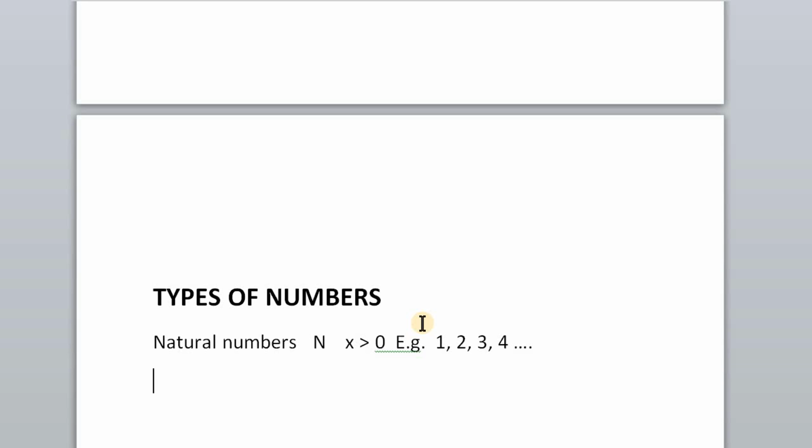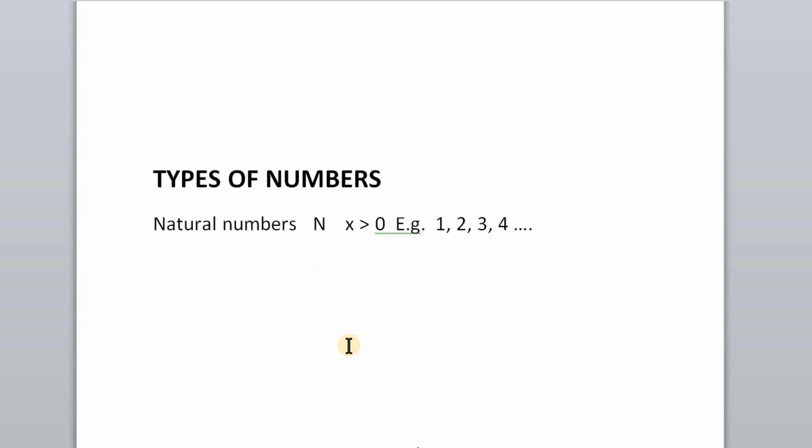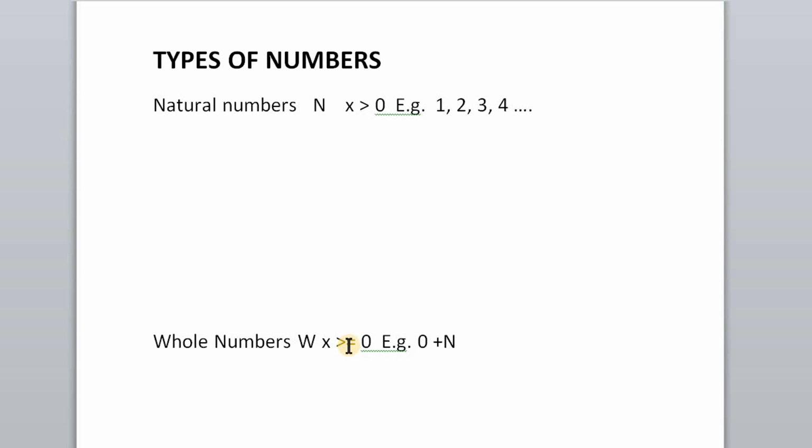We have many types of numbers, and one of them is called natural numbers. Now, natural numbers are denoted by N, and they are the numbers that are greater than 0. We're very used to natural numbers. Examples of natural numbers are 1, 2, 3, 4, etc. to infinity.